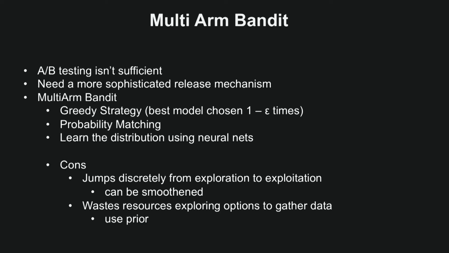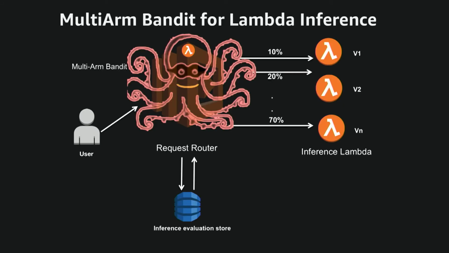Also, you're wasting resources, right? Like let's say you have 20 models, and your model is the source of how you generate revenue. Now, if you give a bad model, there's an opportunity cost associated. One of the ways to mitigate that is using a prior, so essentially weighting each of the models. Now, how does this look with what we talked about, predicting these on our Lambda talk, right?